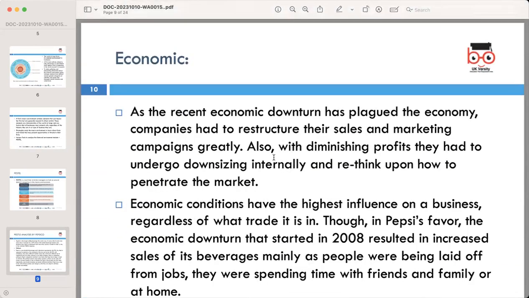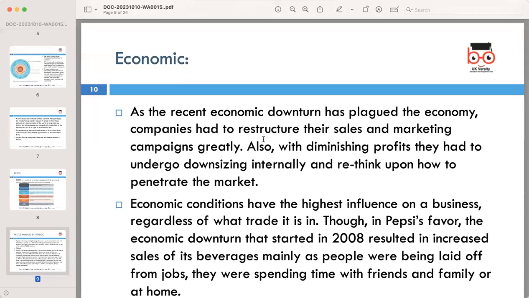Next one is economic factors. The recent economic downturn had a profound impact on companies across industries, compelling them to make significant changes in their sales and marketing strategies. With declining profits, many businesses had to resort to internal downsizing and rethink their market penetration approaches. It is essential to note that economic conditions exert the most significant influence on any business, regardless of its industry.